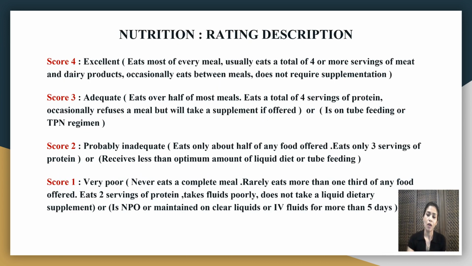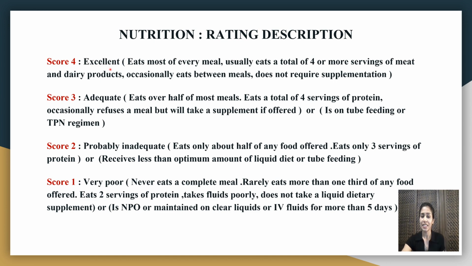Here we can see how to give the score based on the nutritional status of a patient. 2 things we need to consider here. Number 1, the type and amount of oral intake, and number 2, the patient on tube feeding, on total parenteral nutrition, on prescribed clear liquid diet or NPO, nil per oral. So here the maximum score is 4 and the minimum score is 1.